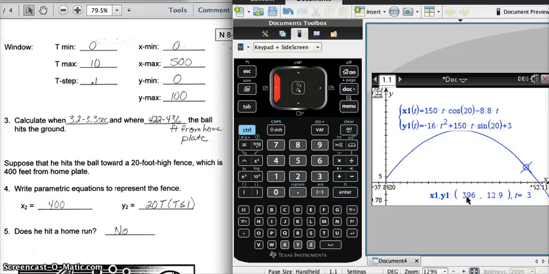So I would again just use the trace button. I wouldn't worry about this right here. And we can see that it's not going to happen.